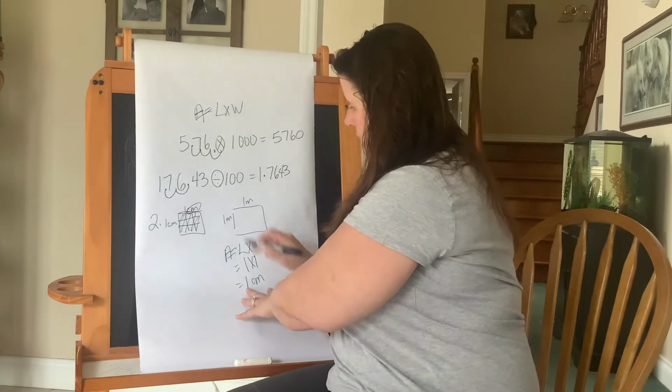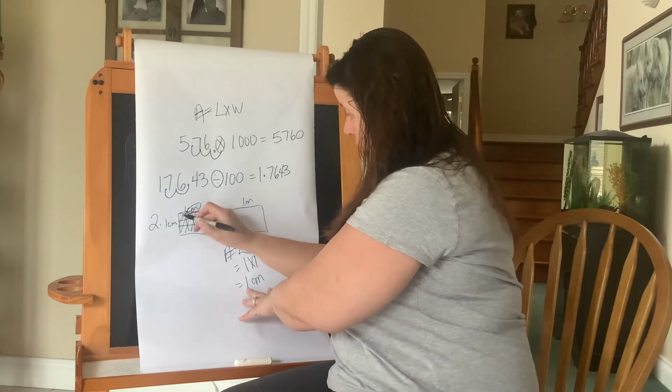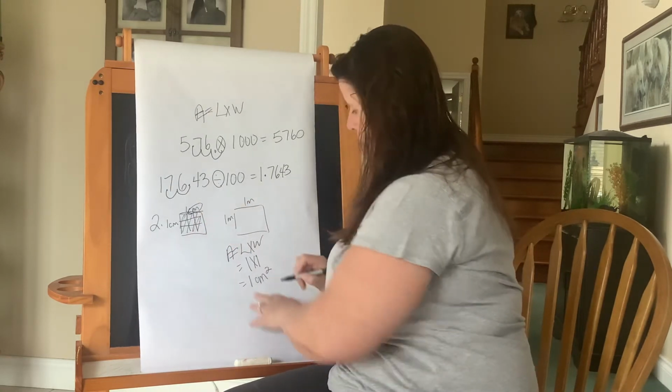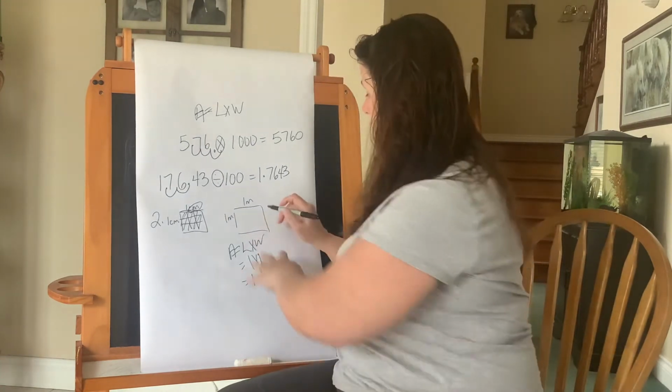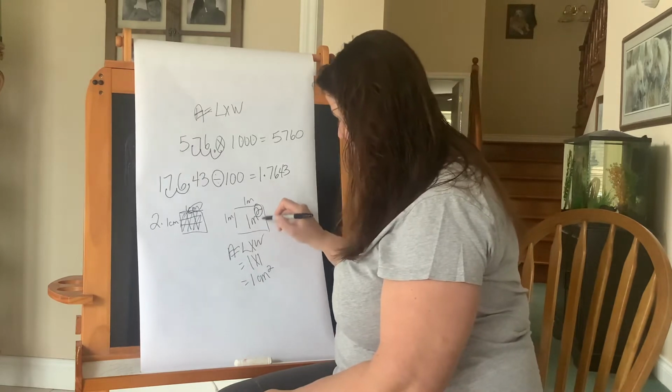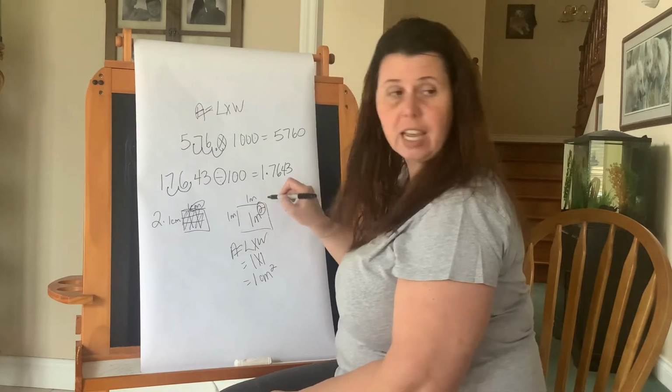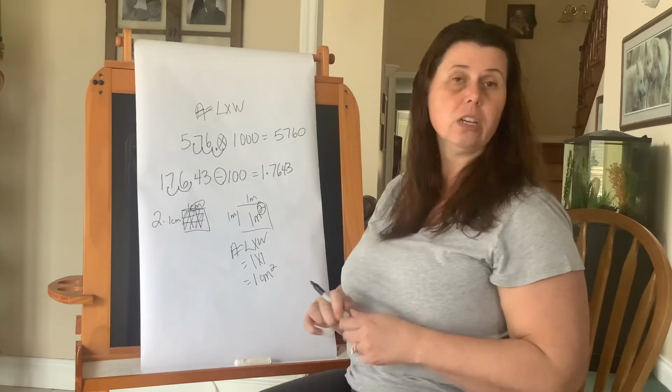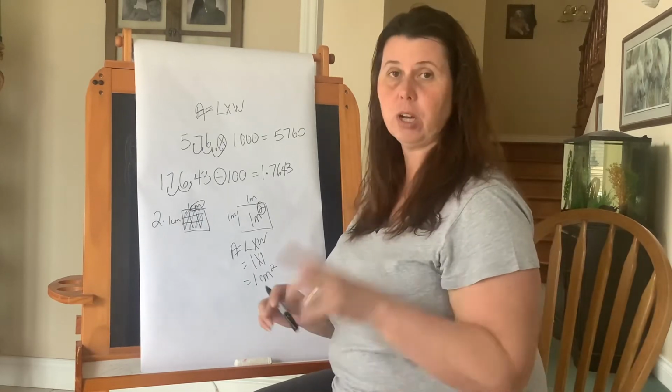So when you do area, you're talking about squares. You're actually counting the little squares. So it's 1 centimeter squared. In this case, it'd be 1 meter squared, right? It's super important that you remember your unit and your square, okay? Go solve those 3 squares. Pause the video.